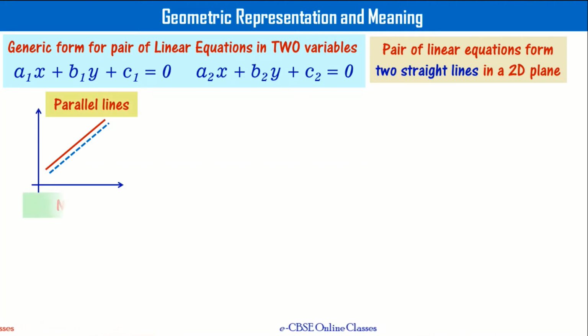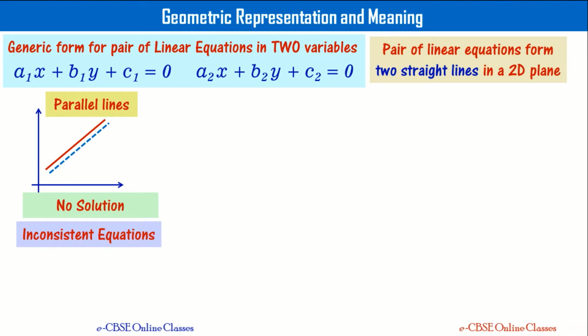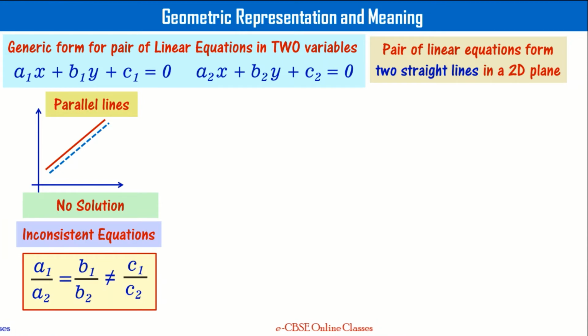When you have parallel lines, the equations corresponding to these lines will have no solution, and those equations are said to be an inconsistent set of linear equations. And the coefficients of these two equations are going to be related as a1 by a2 equal to b1 by b2, but that is not equal to c1 by c2.